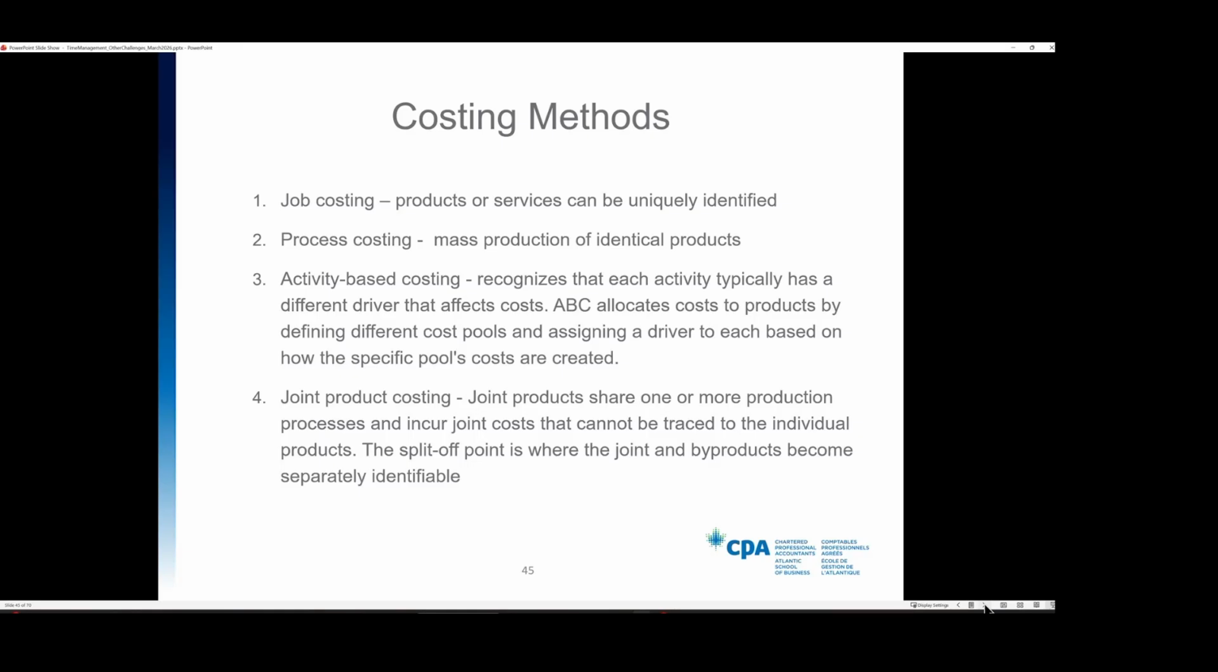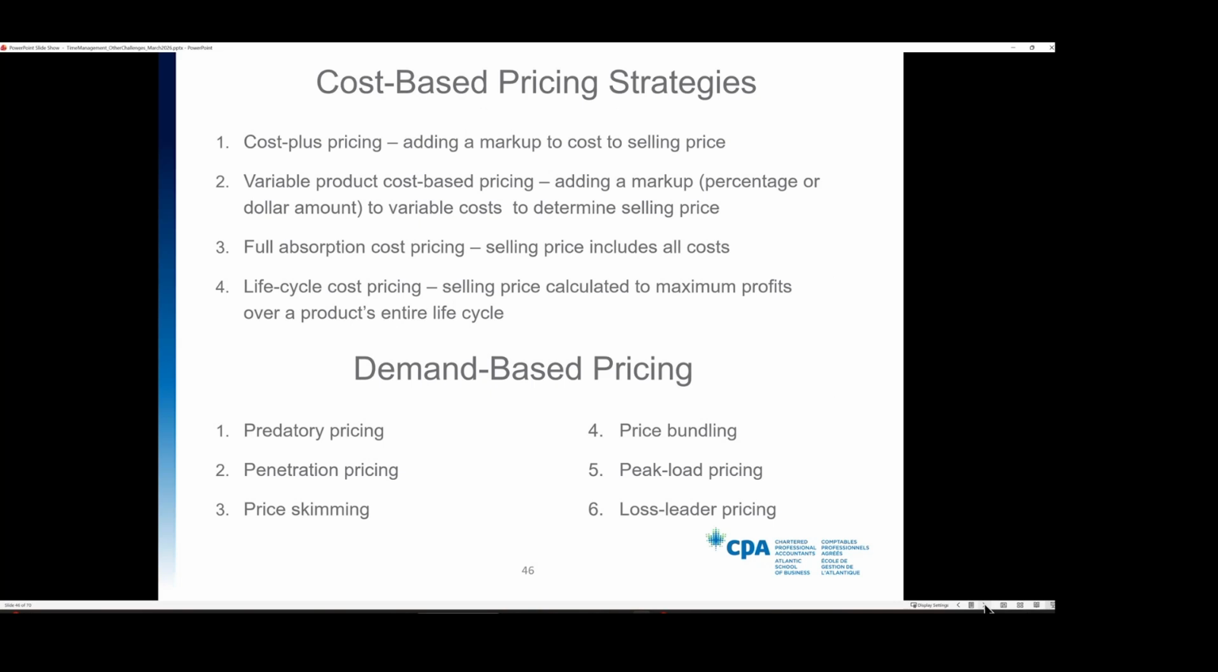Joint product costing. And that's where at some point there's more than one product and they're not identifiable until a certain point, that split off point. So these are all costing methods that you need to be familiar with. There's also, not only from a quantitative perspective, and there's a quantitative portion here in regards to pricing strategies, and there's also qualitative information that you need to be comfortable with.